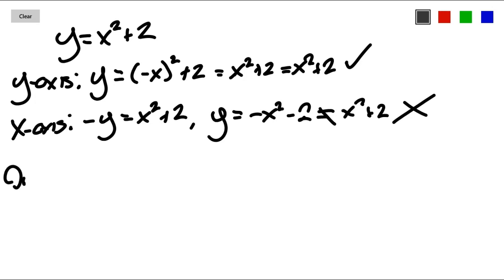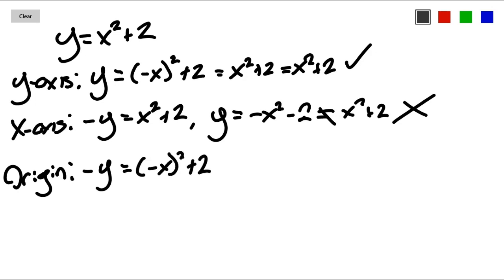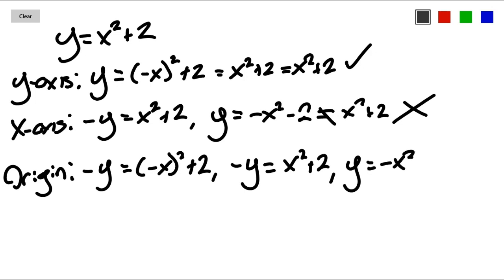And as for the origin, I'll have negative y is equal to negative x squared plus 2, because you switch both of the x and y's out for their negative versions when you test for origin symmetry. It's going to give me negative y is equal to x squared plus 2. And then when I solve for y, I have y is equal to negative x squared minus 2, which we saw doesn't work when we tested for x-axis symmetry. So this function only has y-axis symmetry.